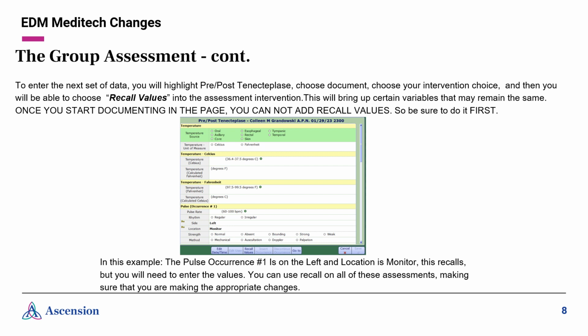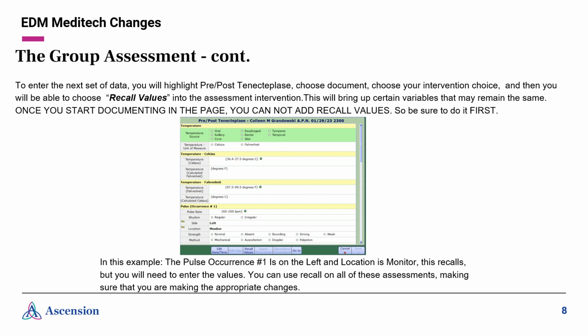When you have completed that first set of data and you're on your second time that you will be documenting, you go to your pre and post Tenecteplase, you choose document, and then you choose your intervention choice. Before you start to enter any data, choose recall values at the bottom. When you do so, this will bring up certain variables that will remain the same. Once you start documenting in the page, you cannot add recall values, so be sure to do it first before you document.